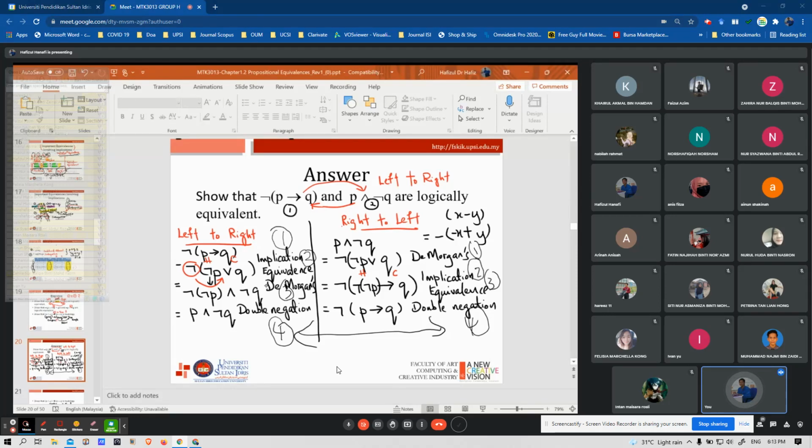Okay, for the implication, we have a hypothesis and conclusion. Here we just put the negation from the outer to the inner, and then negate P, and then we have double negation. P and Q is the same as the negation of P implies Q. This one is the same as this one.